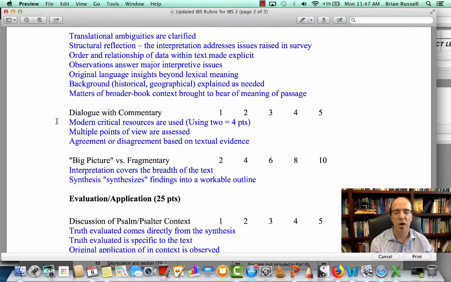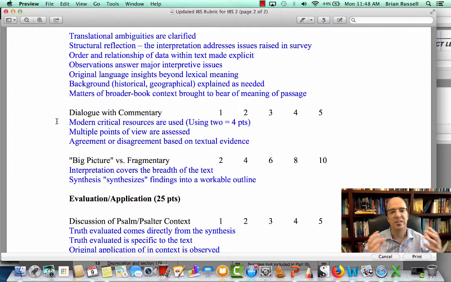Read into the structures, try to flesh the structures out in your observation and inference work. Notice the order and relationship within the data, and make it explicit. Make sure your observations are actually dealing with major interpretive issues. If you have recourse to the original language, make some original language insights, bring in historical, geographical background, and broader book context.